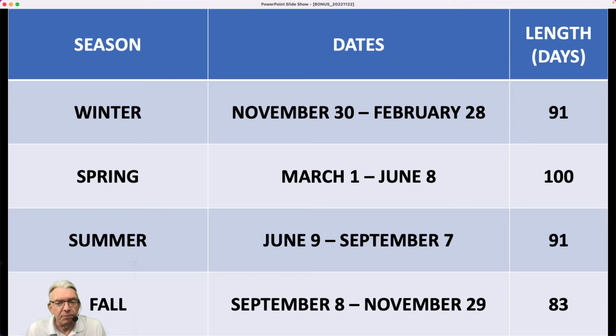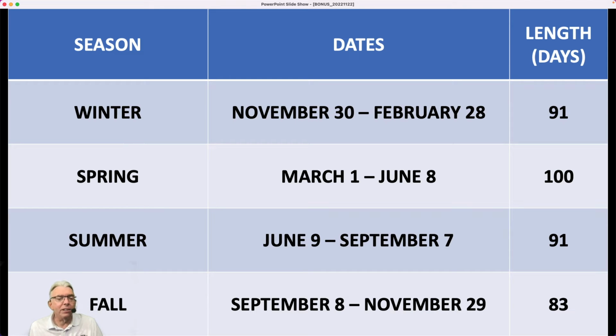And this is all based on the 30-year average or normal, which runs from 1991 to 2020, okay? And this is what you get. The winter season, the coldest 91 days, runs from November 30th to February 28th. So it's about 3 weeks earlier than the astronomical definition of winter. And then summer runs from June 9th to September 7th. But that's still more than a week difference from the astronomical definition. In fact, it's almost 2 weeks.